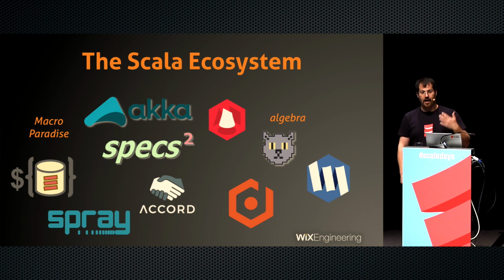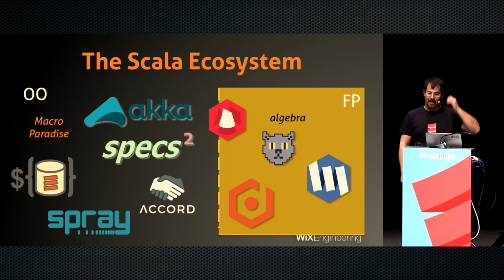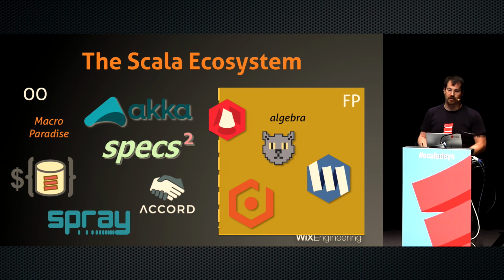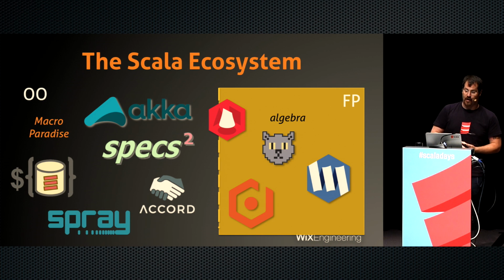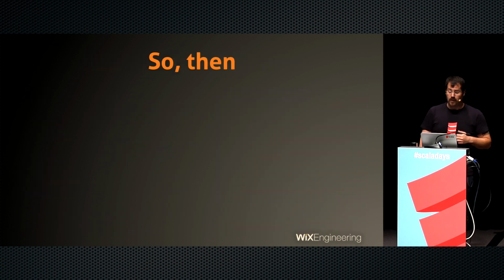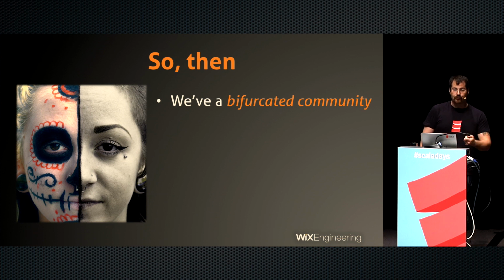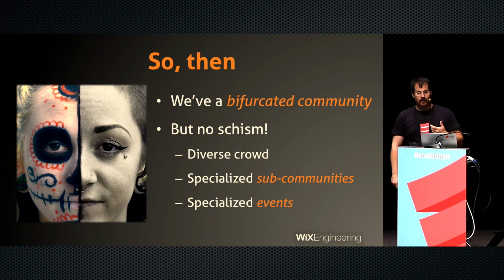Actually, if you draw a line through this image, you will see that on the right-hand side, we have libraries and things that are geared towards the functional programming crowd. And on the left side, we have the object-oriented or more traditional software crowd, right? So this is the state of things as they are. What this actually means for us is the Scala community is already bifurcated, right? It's already in a way divided in two. And the crucial point here is that we don't seem to have a schism.